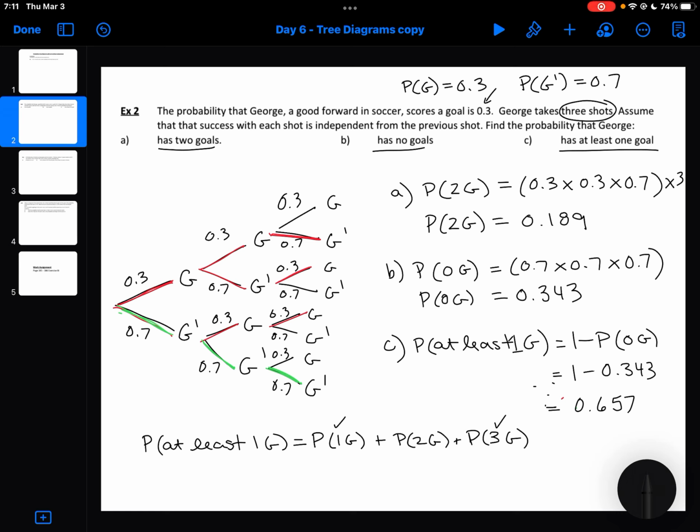So those are the first 2 examples for the tree diagrams. These are known as tree diagrams with replacement because the probability remains consistent from event to event.